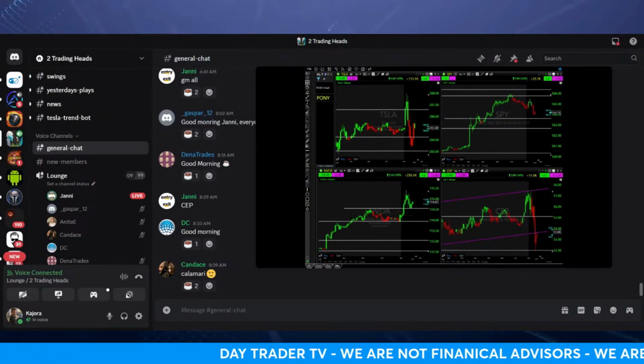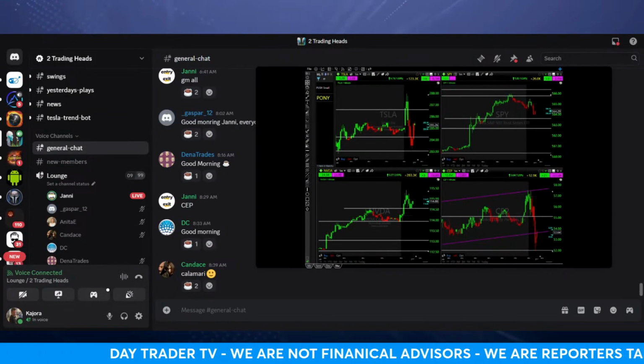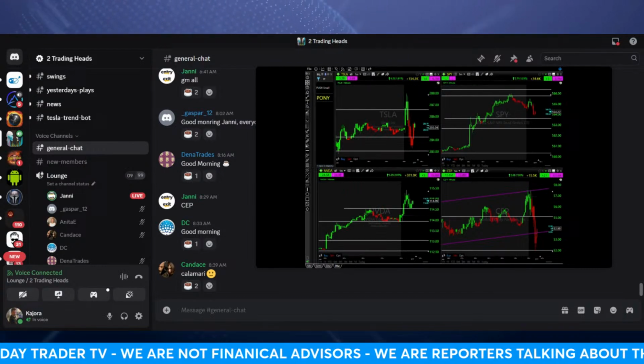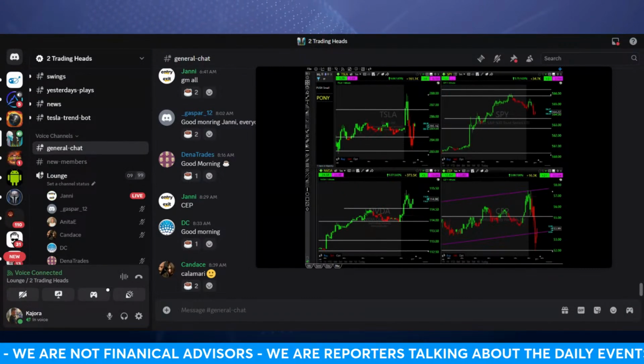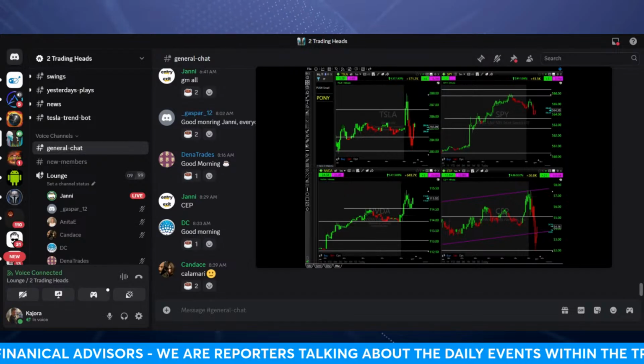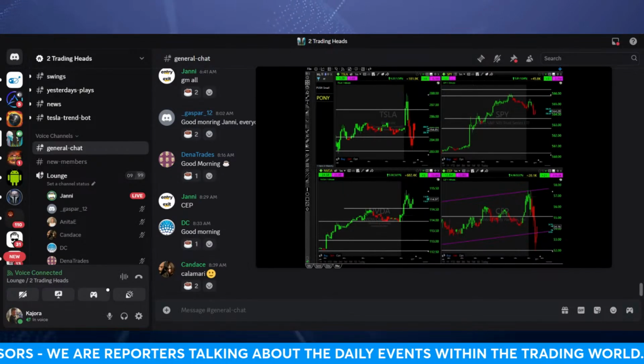All right, guys, we are getting exactly what we wanted, right? We wanted a pop and a pull. Look how many tickers did exactly that. Now we just need to break on the support. That's the whole point of it, to break those support lines.